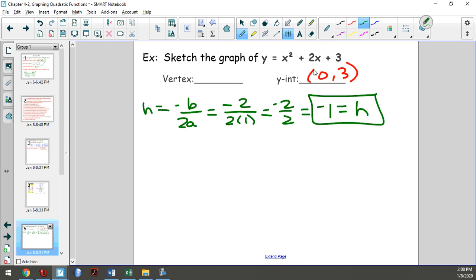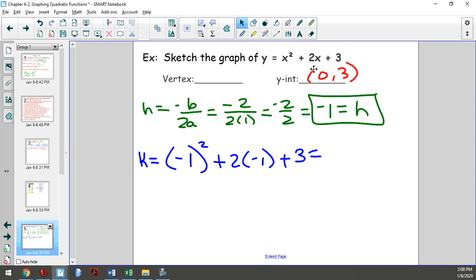What do I do? Plug it in to find what now? So my k value is going to be, please watch. Watch how I write this. I need you to put parentheses because the value I'm plugging in is negative. If you don't put parentheses around the negative, it will not square the negative, and it'll give you the wrong calculation. It'll only square the number, but not the negative. So you have to have a -1 squared in parentheses plus 2 times the -1 plus a 3.